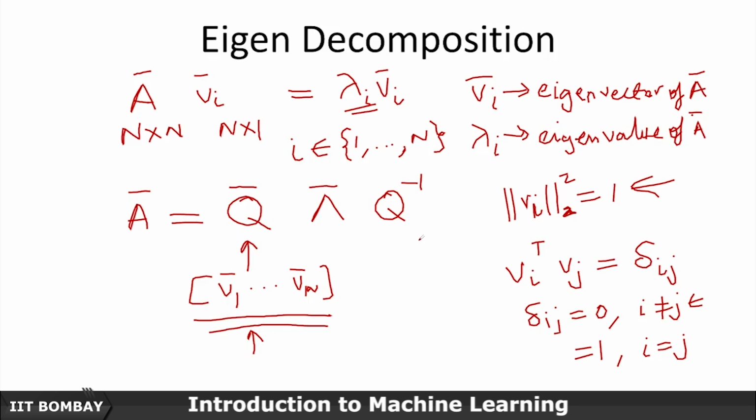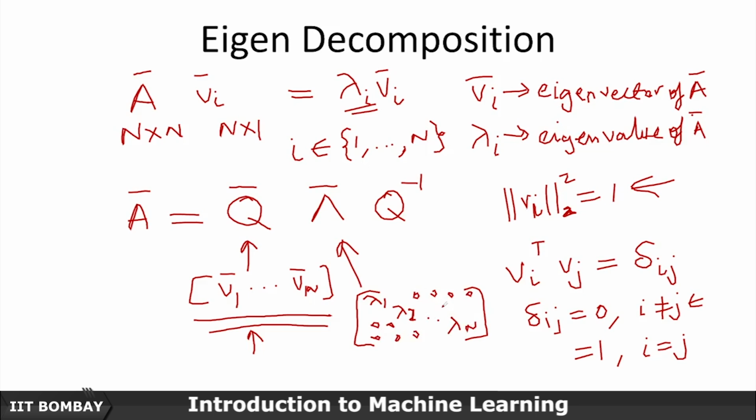Now what is interesting about this matrix lambda is that it is a diagonal matrix where all elements other than the diagonal elements are 0, and the diagonal elements are precisely these eigenvalues, which are lambda 1, lambda 2 all the way up to lambda n. All the other elements are 0.